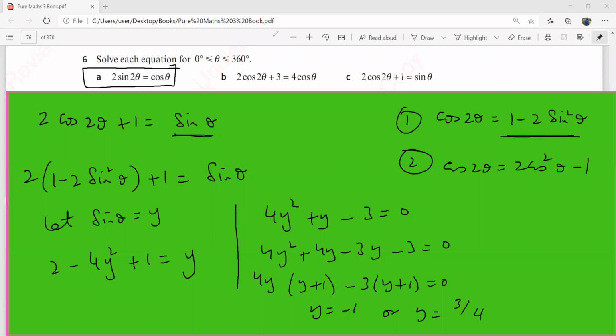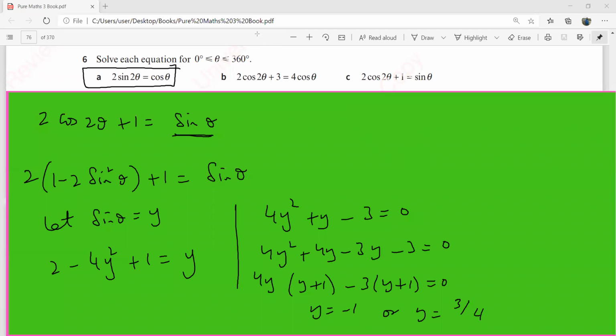And then you put this back equal to sine theta. So sine theta is going to be minus 1. You know that sine is minus 1 at 270 degrees. So you get one value from here, and then you put sine theta equal to 3 by 4. Again, like the third time we're getting this, in the first two quadrants.